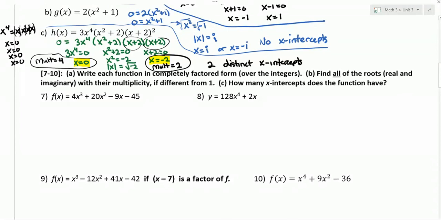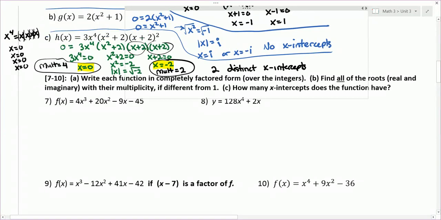For problems 7 through 10, we're to write each function in completely factored form over the integers for part A. Part B, we're to find all the roots, real and imaginary, with their multiplicity if different from 1. And part C, we're to state how many x-intercepts the function has. So number 7, we have a 3rd degree polynomial, and we're going to work on factoring this.